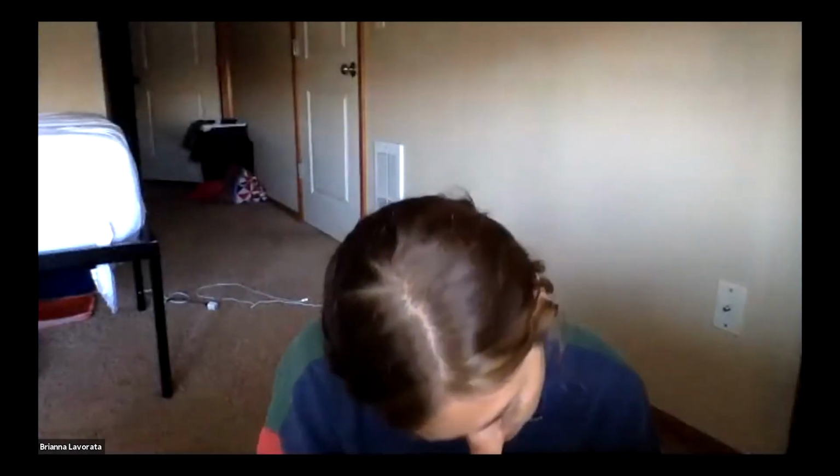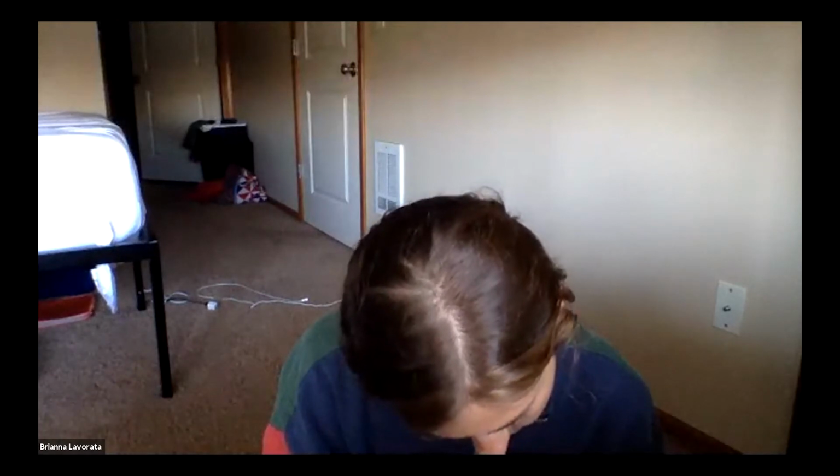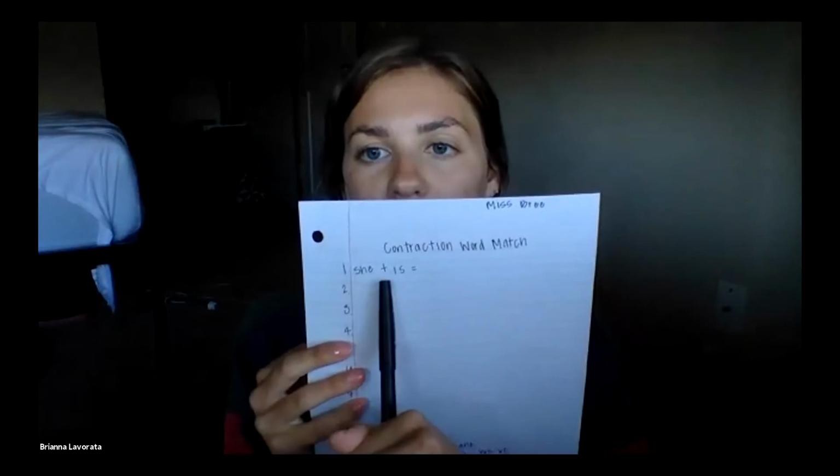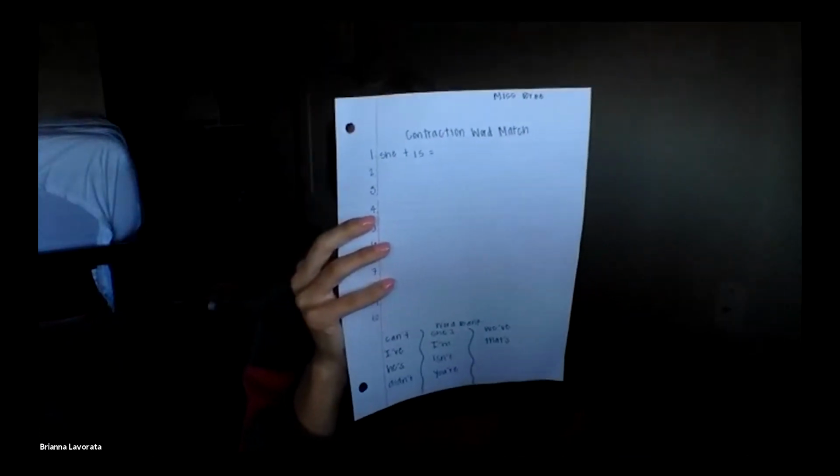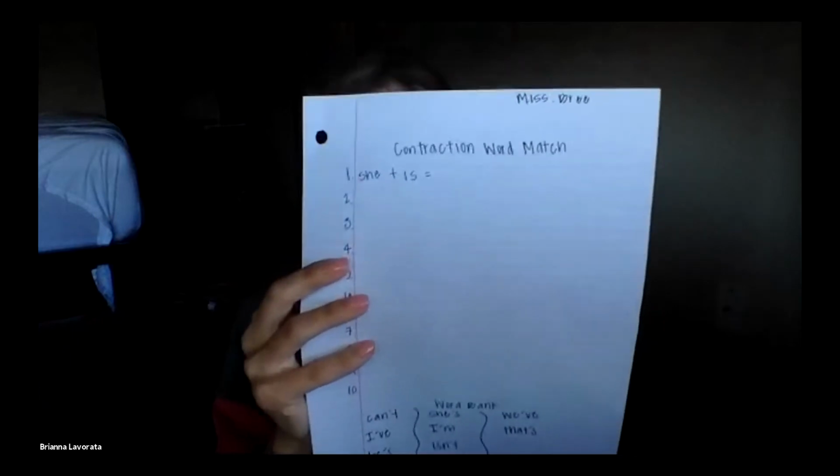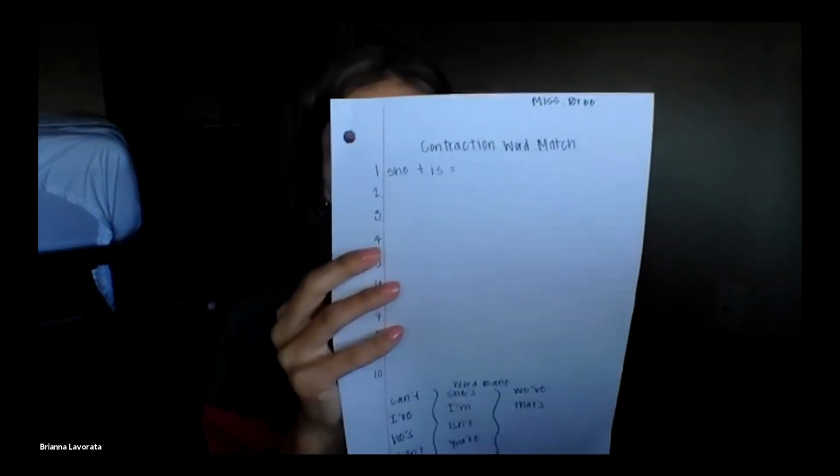Let's go ahead and now we're gonna write for number 1. We're going to write she plus is equals, okay? She plus is equals. And then we're going to use one of these words from the bottom to match our contraction word. Don't do that yet. We're going to fill in everything first. We're getting our paper ready.